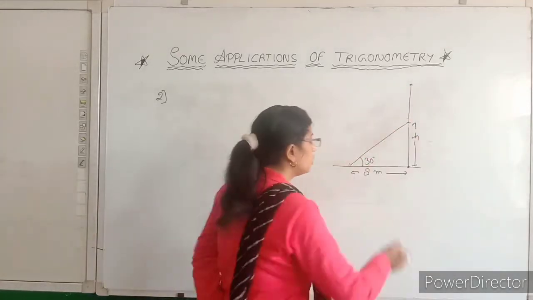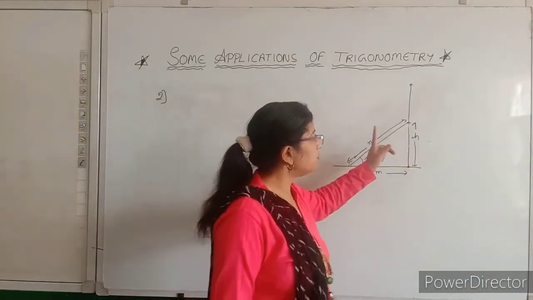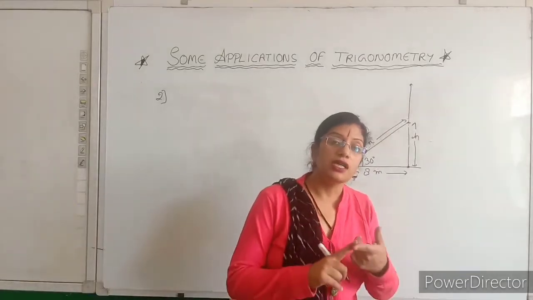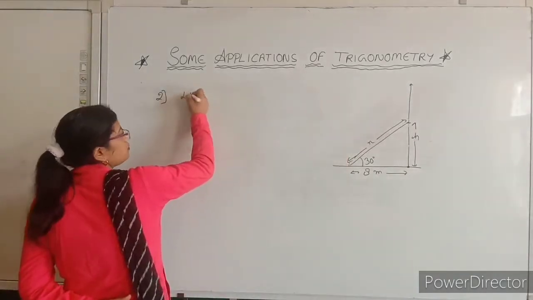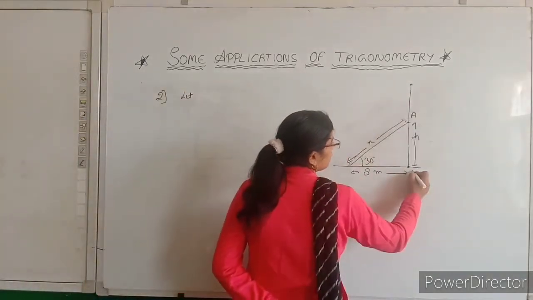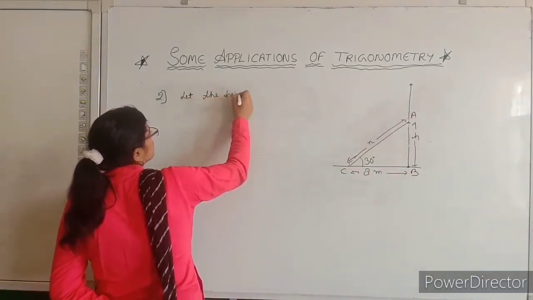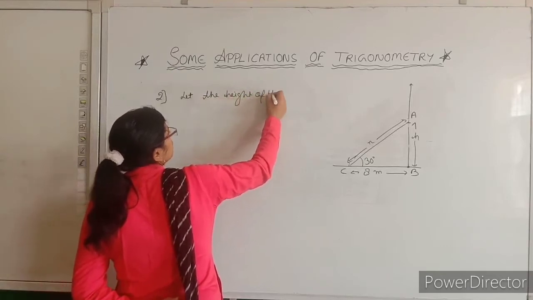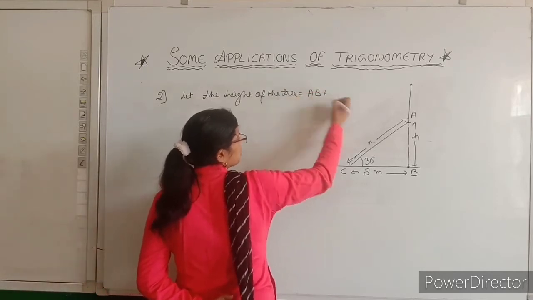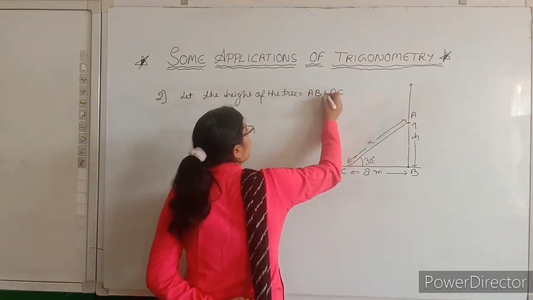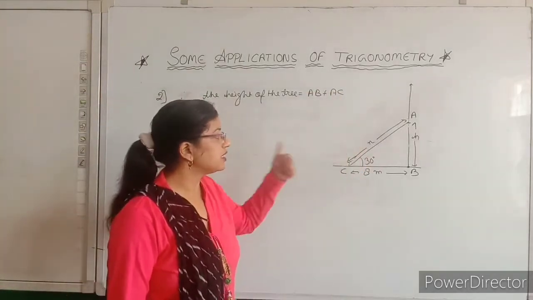ठीक है? So let this part be x. ठीक है, तो हमें क्या निकालना है, h plus x क्या हो जाएगा, this is the height of the tree. Okay, so let us start. Let me say a b c. Okay, the height of the tree is equal to AB plus AC. तो height of the tree we will not select. The height of the tree is AB plus AC.